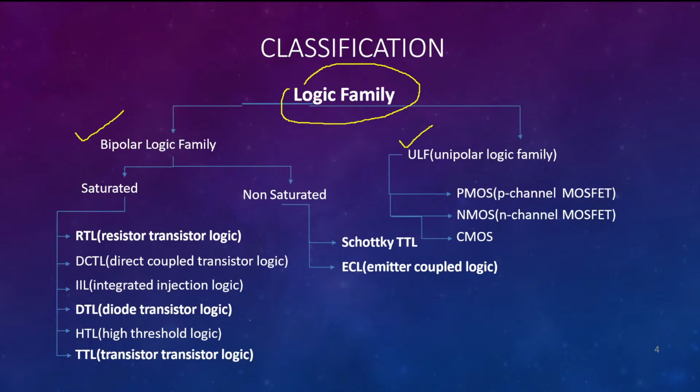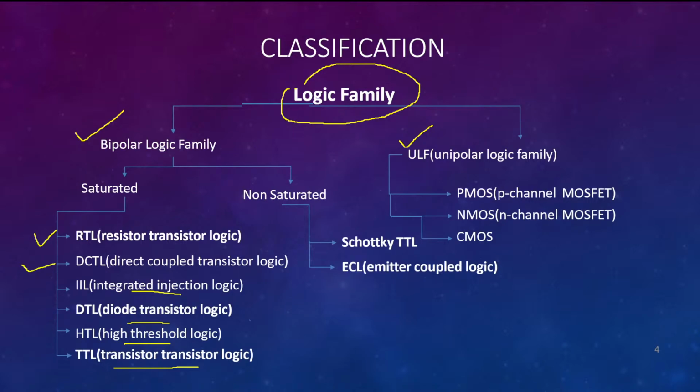Right? So under the bipolar logic family we have two types. First one is saturated, and the second one is non-saturated. Right? Under the saturated specifically we have the resistor transistor logic, DCTL, that is direct coupled transistor logic. Then we have integrated injection logic, diode transistor logic, high threshold logic, and transistor transistor logic. We are going to be studying a few of these in detail.